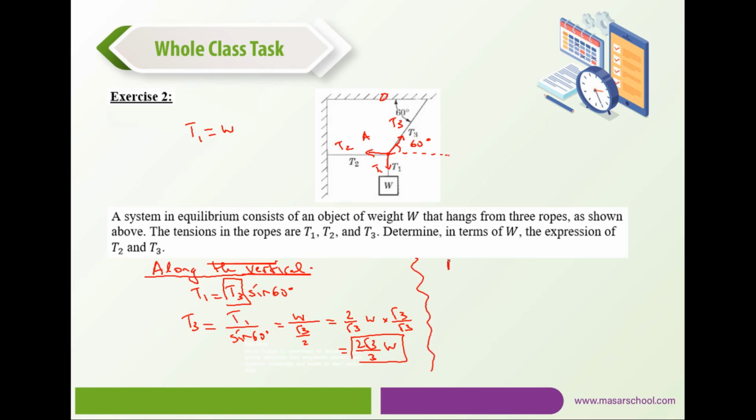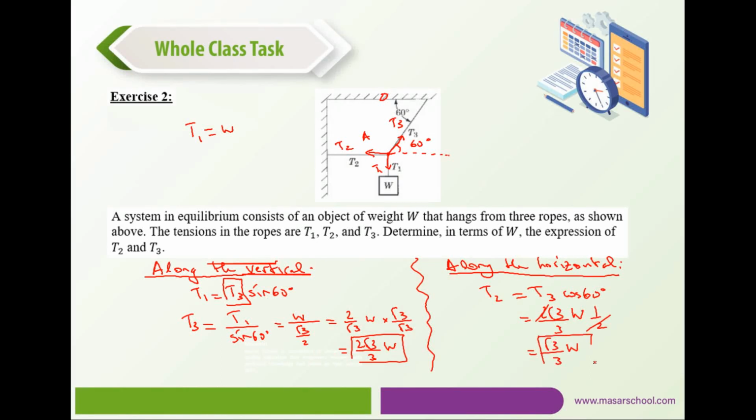Now along the horizontal, we say that the tension T2 which is left would be equal to T3 cosine 60, and we are interested in determining the expression of T2. T3 is given by 2 radical 3 divided by 3 W multiplied by cosine 60, which is half. This 2 cancels with this 2, which makes T2 to be given by radical 3 divided by 3 W. And here remember that no need to place any unit because they are expressed in terms of other quantities.